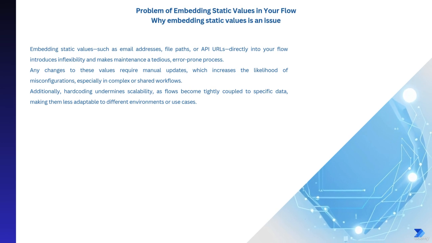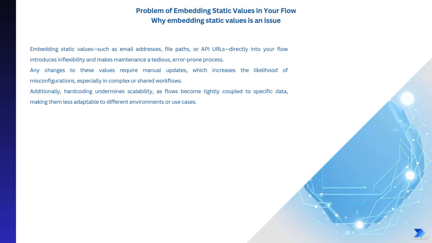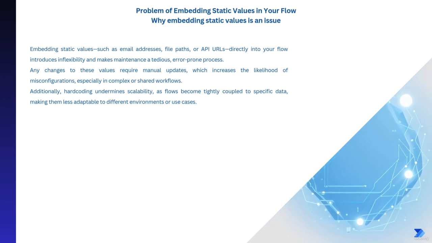Embedding static values in your flow. Why it's an issue. Embedding static values, such as email addresses, file paths, or API URLs, directly into your flow introduces inflexibility and makes maintenance a tedious, error-prone process. Any changes to these values require manual updates, which increases the likelihood of misconfigurations, especially in complex or shared workflows.